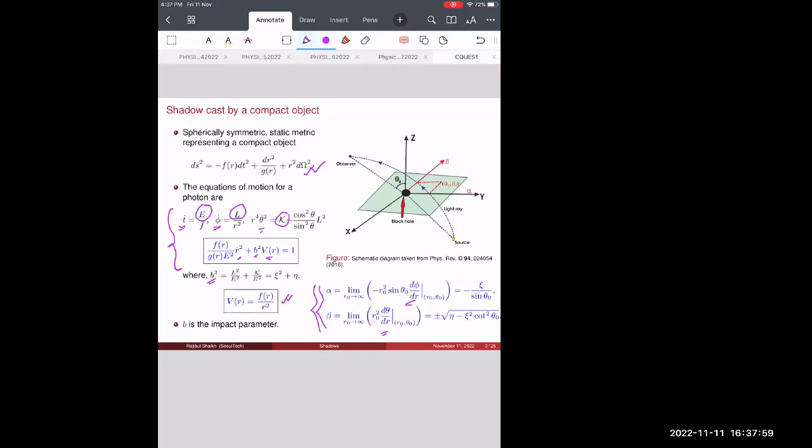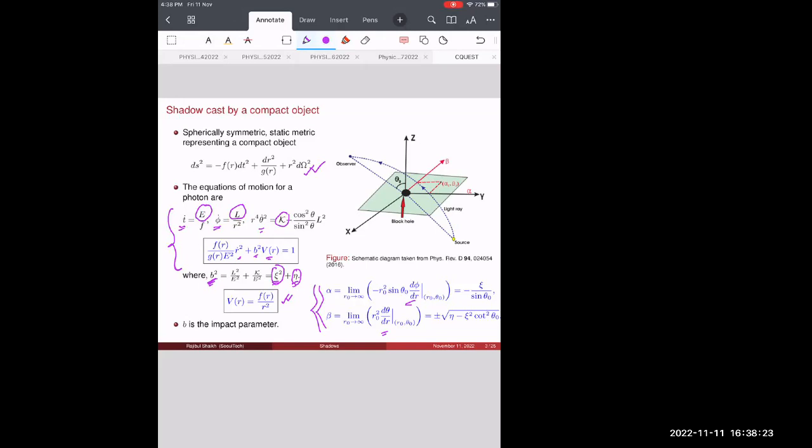This impact parameter you can write in terms of two impact parameters, xi and eta. We can think of xi as a projection of the impact parameter b on the equatorial plane, and eta as a projection of the impact parameter b perpendicular to the equatorial plane.